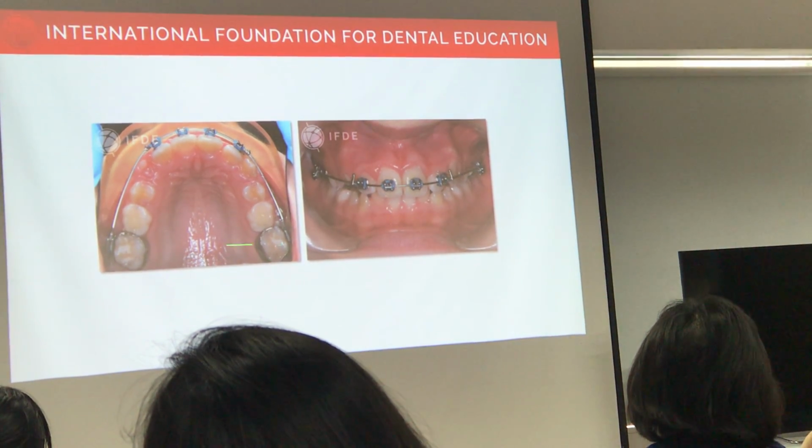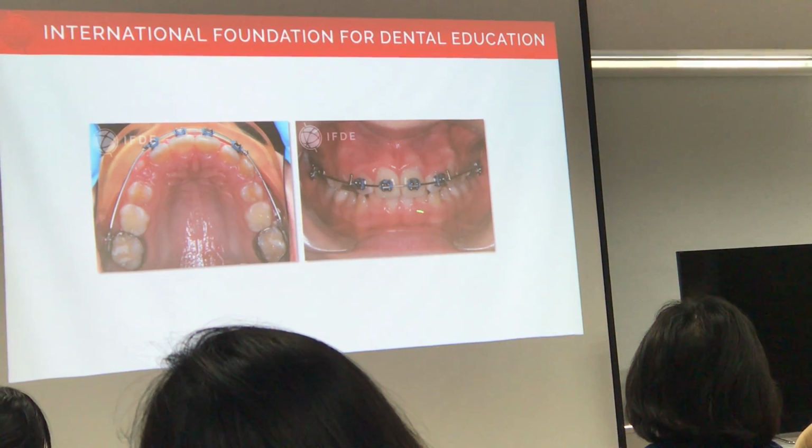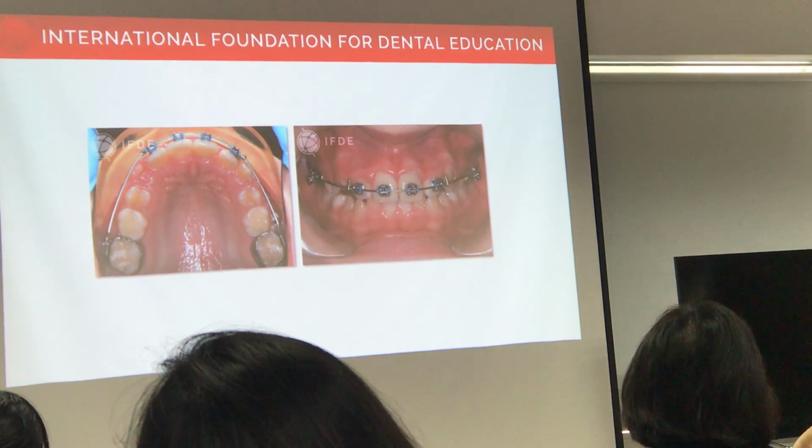So always look at your cases, and you see she didn't get max expansion. Look at the bite. She's opening all by herself.